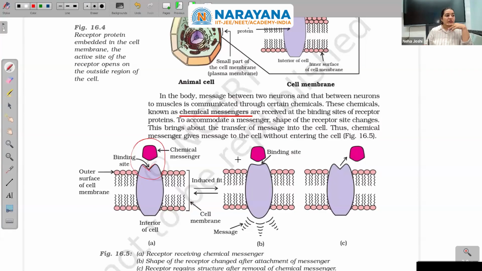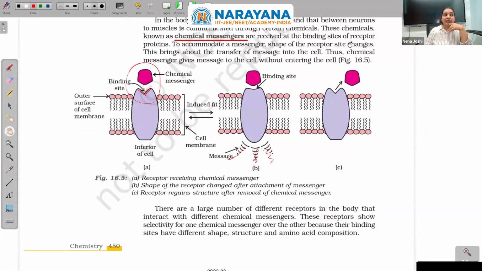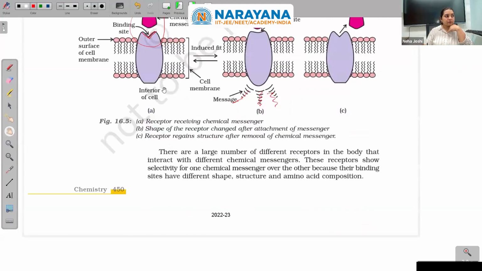See, the binding site was like this, then it changed to this, and then when the messenger left, it is back to this. And when they change, the signals go inside the cell. So these chemicals known as chemical messengers are received at the binding sites of receptor proteins. To accommodate a messenger, the shape of the receptor site changes. This brings about the transfer of message into the cell. Thus, chemical messengers give the message to the cell without entering the cell. See, it has not gone inside. Right here it gave the message.